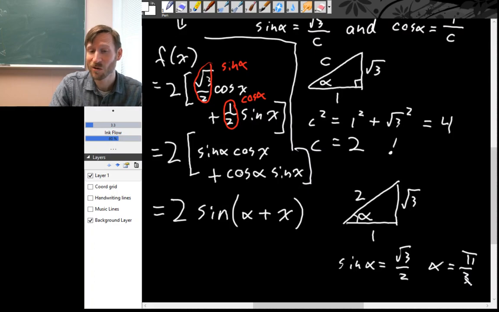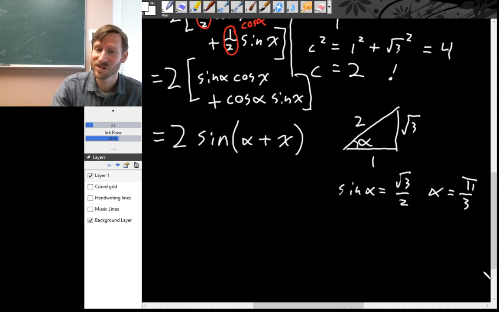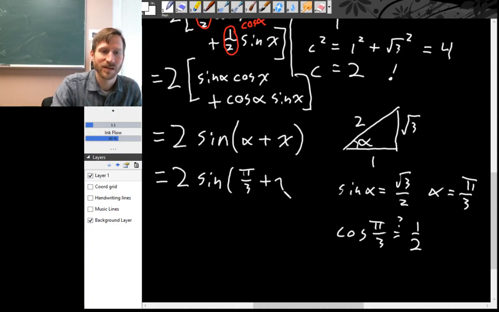We should check, though, that this gives us the correct value for cosine as well. Remember, we used both sine and cosine to come up with this triangle. So let's check that our cosine value is right. So cosine of pi over 3, is it actually a half, which the triangle says it should be? Yes, cosine of pi over 3 is 1/2. So now we know that alpha is actually pi over 3. So our original function is 2 times sine of pi over 3 plus x.